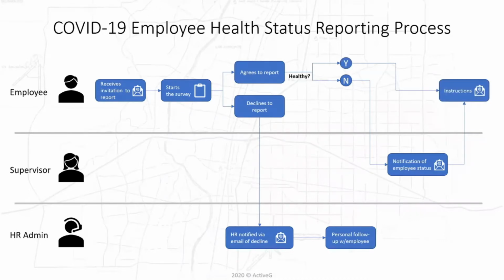Then he receives notification via email to report to work. If the employee's health status is not good, he receives instructions on remaining at home and getting care. In both situations, the employee's supervisor is notified of her employee's status. Of course, your specific use case may be different, but you can use this flow as a starting point. Now, Milton will dig into the details of how to configure the Nash workflow to enable this process flow within ArcGIS.